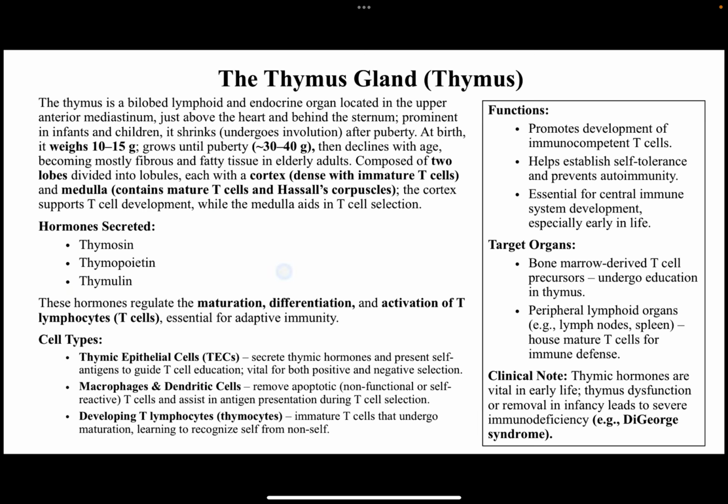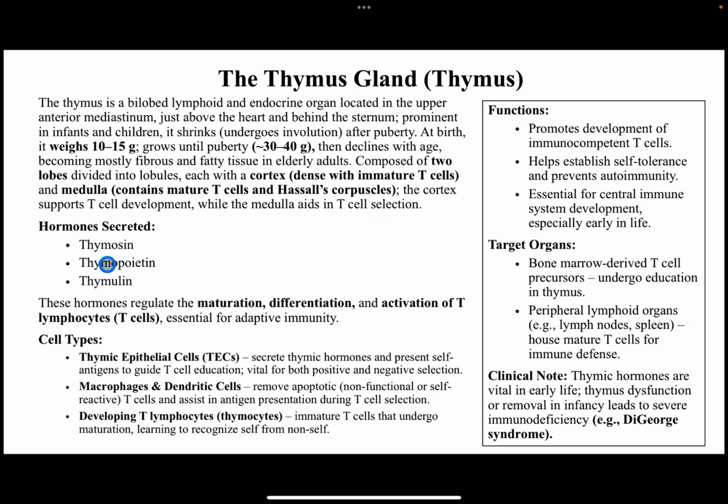Okay, and we are saying that at the area of the cortex we have immature T cells, and then at the region of the medulla we have mature T cells and then corpuscles. Is that okay? Now, the cortex that contains the immature T cells supports T cell development. So that is a region that supports the T cell development. Whilst the medulla that contains the mature T cells aids in T cell selection. You get it? So that's the difference between the cortex and the medulla and their functions.